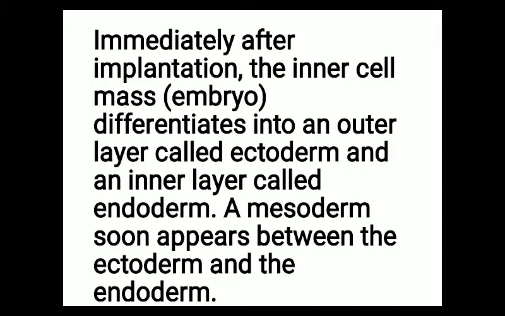So immediately after implantation, the inner cell mass must differentiate into an outer layer called ectoderm and an inner layer called endoderm. A mesoderm soon appears between the ectoderm and endoderm. So what happens just after the implantation? The inner cell mass of the trophoblast differentiates and forms three distinct regions. The outer region is known as ectoderm, the inner layer is known as endoderm, and between ectoderm and endoderm there will be a layer which is known as mesoderm.